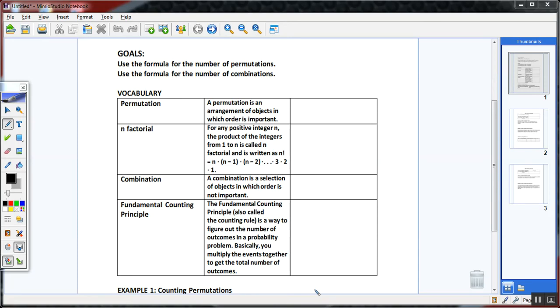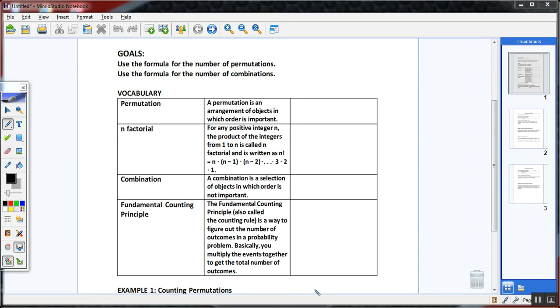12, 13, 14, 15, 16, 17, 18. There's 19 of you in here right now. And I said, how many ways could I arrange you in a line? What would you do? 19 times 18 times 17 times 16, all the way down to what? That just seems like an awful lot.